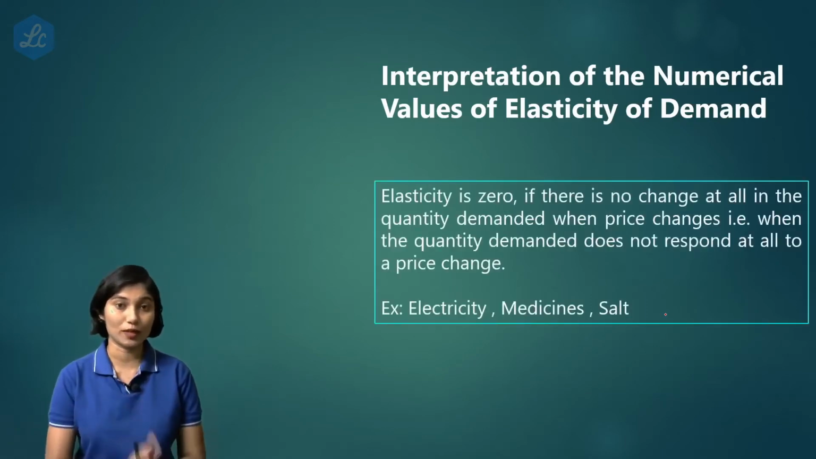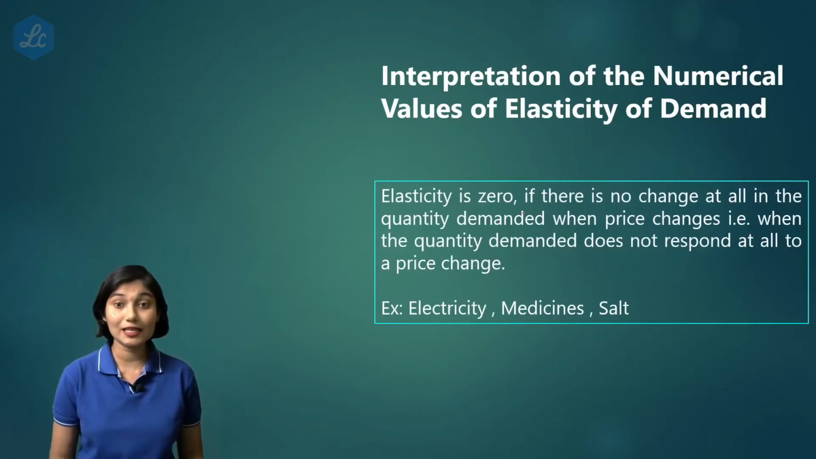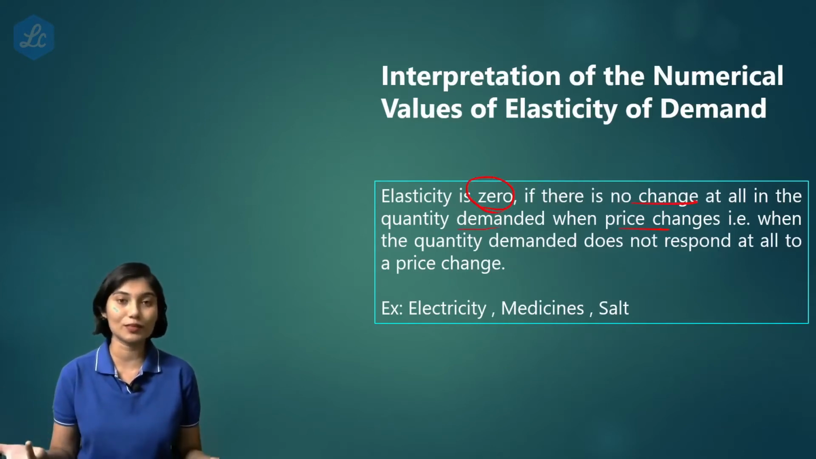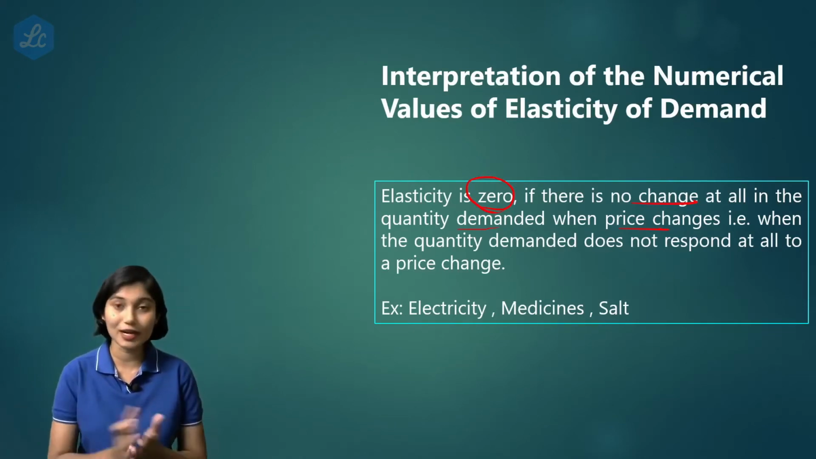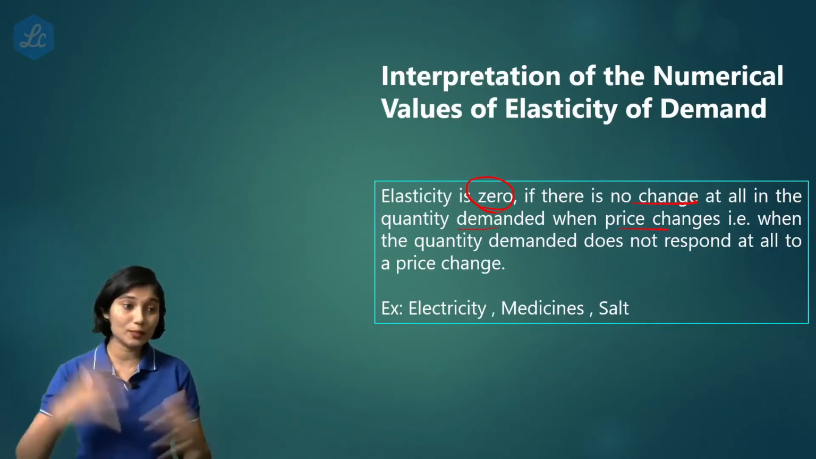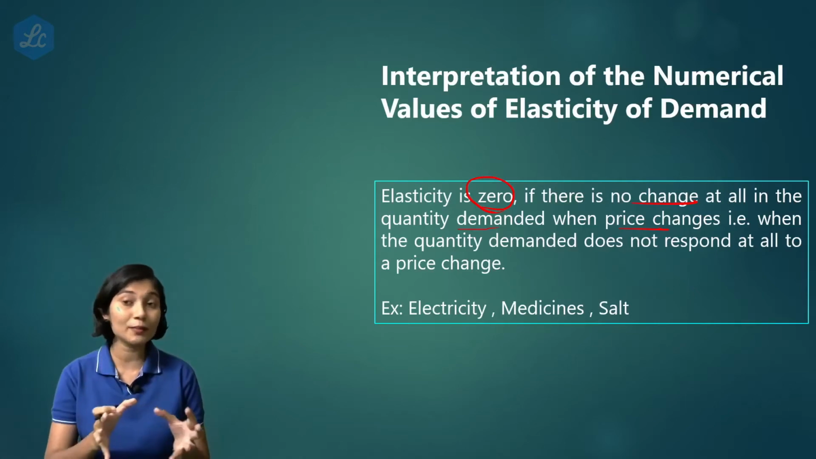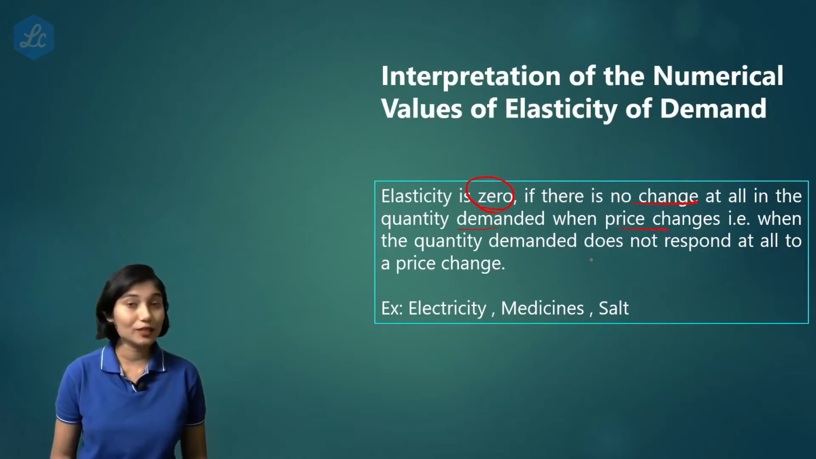Now, the first one, elasticity is 0 if there is no change at all in the quantity demanded when the price changes. Now, if elasticity is 0, what does it mean? There is no elasticity, it doesn't change at all, right? Demand doesn't change at all, no matter what the price movement is, whether the price is increasing or decreasing, the quantity demanded does not change at all. Then in such a case, you can say that elasticity is 0, EP is equal to 0.